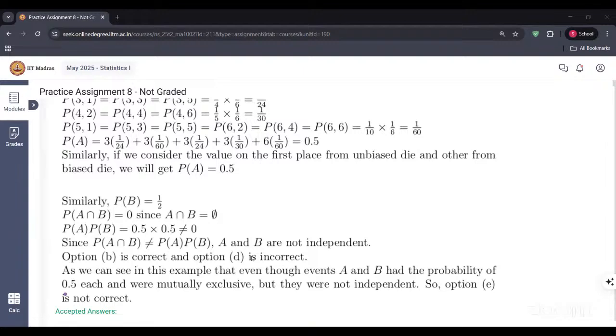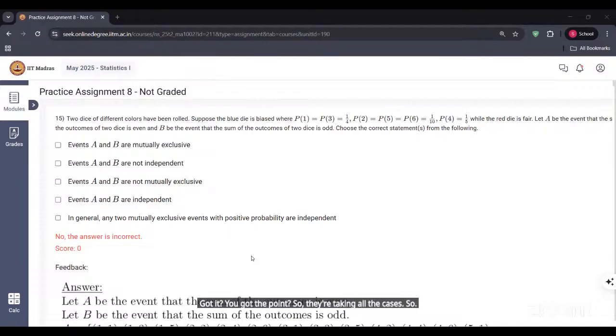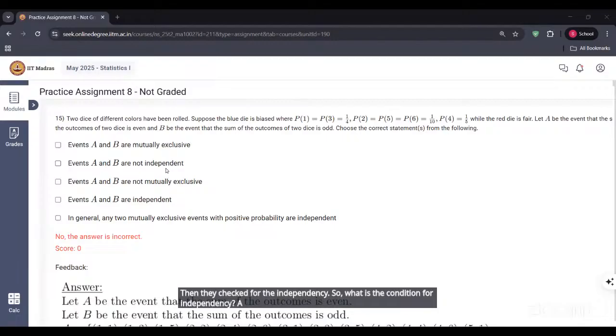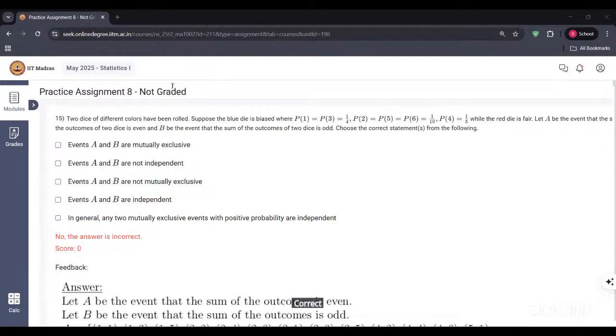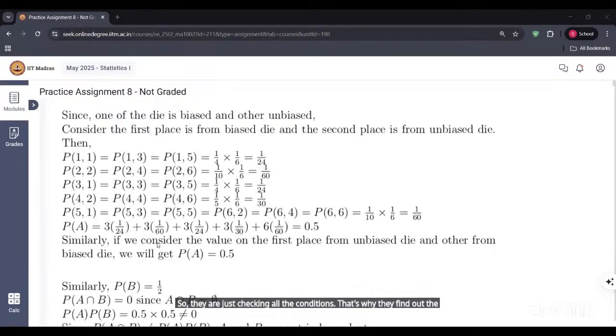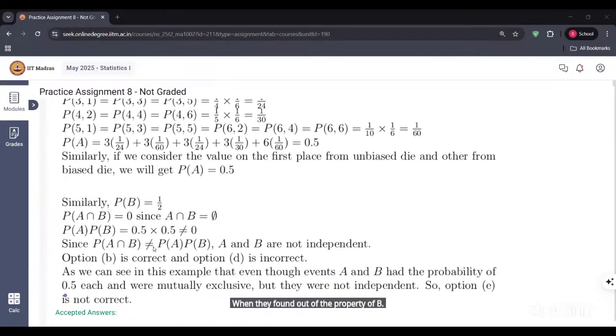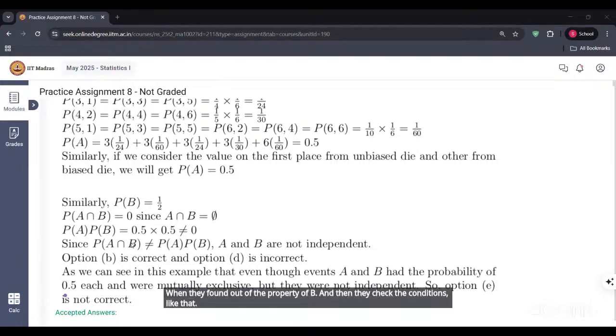You got the point? So they are taking all the cases. First of all, they check for mutually exclusive. For that, they checked what my A intersection B is. My A intersection B was the null element, that is 0, so they are mutually exclusive. Then they checked for independence. What is the condition for independence? The probability of A intersection B should be equal to the probability of A into the probability of B, correct? So they are just checking all the conditions. That's why they found the probability of A, then the probability of B, and then checked the conditions like that. Understood?